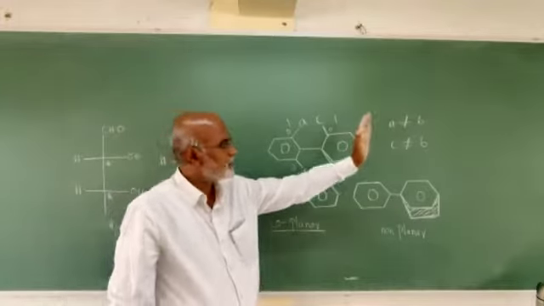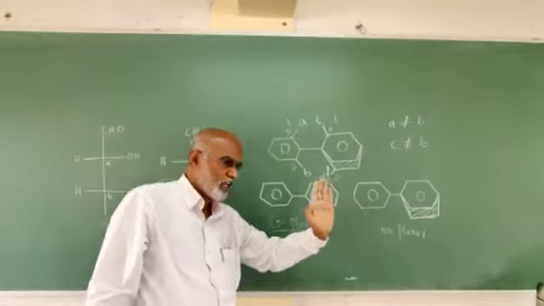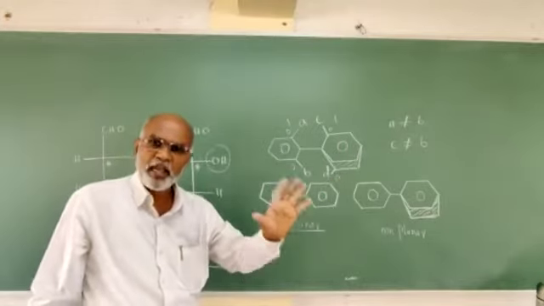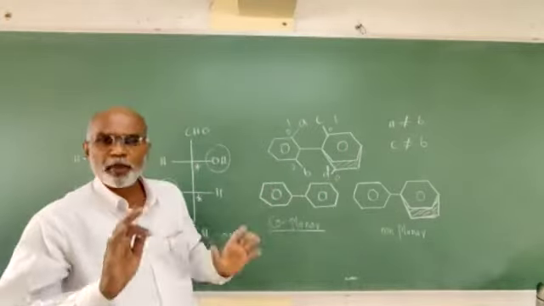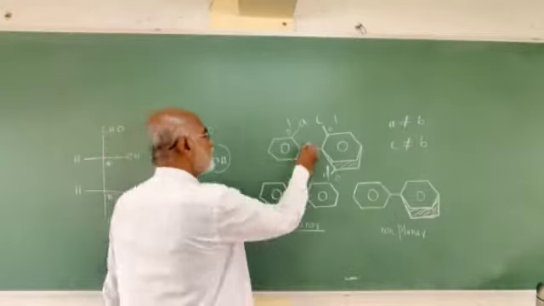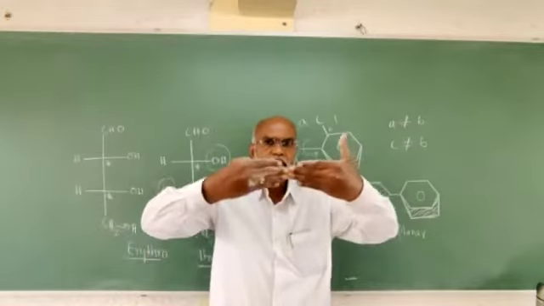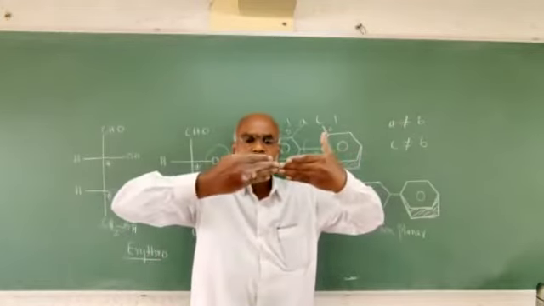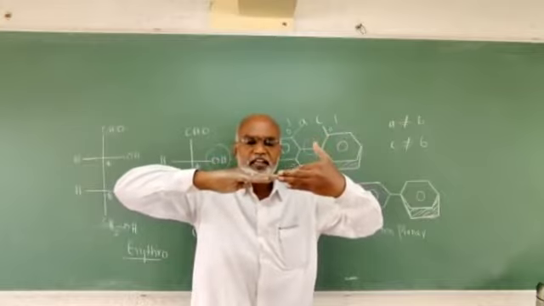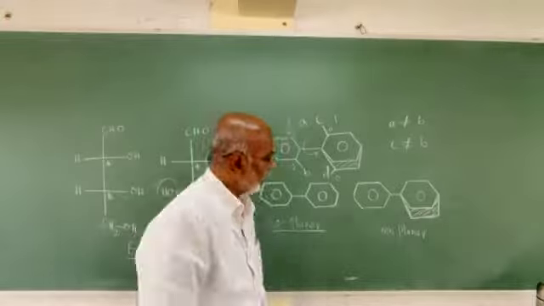When the hydrogen atoms at ortho and ortho dash positions of a biphenyl molecule are substituted by bulky groups, in order to minimize the steric hindrance, one of the benzene rings rotates through 90 degrees. When one of the benzene rings rotates through 90 degrees, the molecule becomes non-planar.